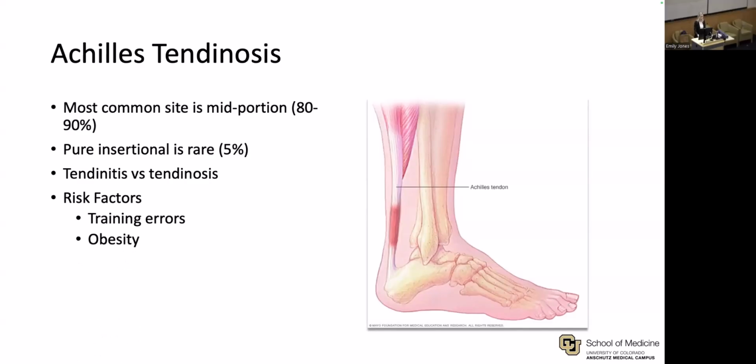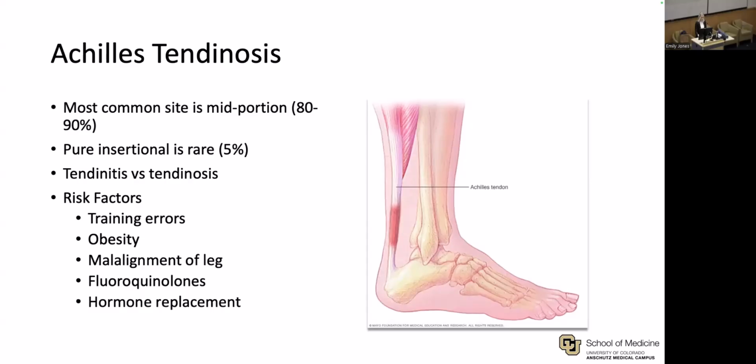And then obesity can increase your risk, malalignment of the leg. So someone who's got valgus knees, or if they've got pes planus, that can increase their risk of Achilles tendinosis. Fluoroquinolones, we know, have a risk of damaging the Achilles tendon. And then estrogen exposure from hormone replacement or oral contraceptives may actually cause changes in the microvascularity that can predispose a woman to Achilles tendinopathy.